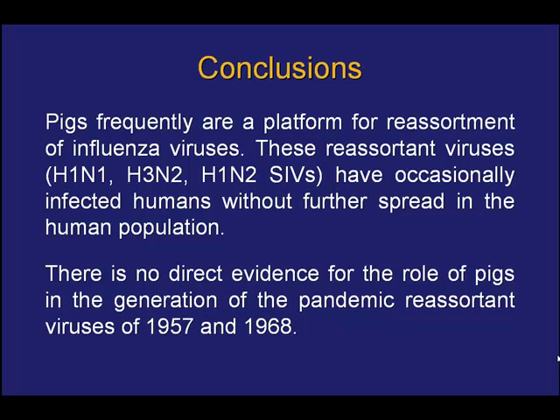But these are the single established facts about reassortment and swine. So we know that reassortment occurs extremely frequently in pigs, but the established swine reassortant viruses so far failed to spread further in the human population. And on the other hand, it's very clear that the 1957 and 68 pandemic viruses were reassortants, but there is no proof at all that those reassortants emerged in the pig.